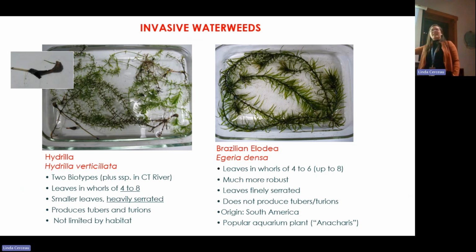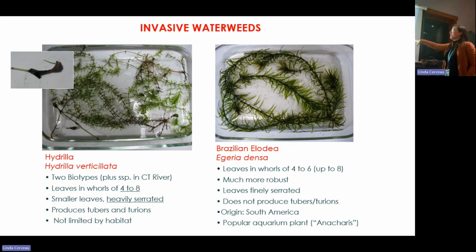But if you said anacharis, then they would know, oh, you're talking about Brazilian elodea. Again, names. So they tend to rename certain plants to something, I guess, prettier. But with Brazilian elodea, you're typically going to have leaves in whorls of 4 to 6. Again, they can go up to 8. This one has a much more robust appearance in comparison to hydrilla.